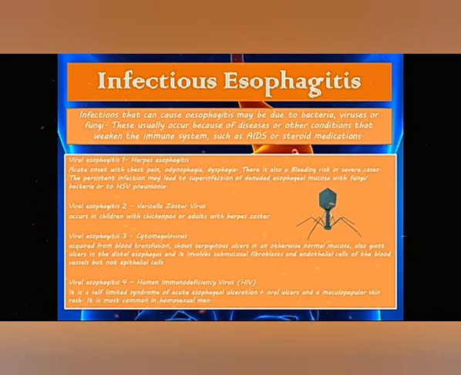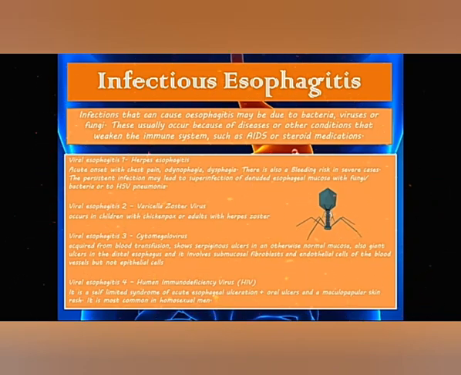These are some viral causes of infectious esophagitis. Herpes esophagitis usually presents with an acute onset with chest pain, odynophagia, which is painful swallowing, dysphagia, which is a difficulty in swallowing, and there's also a bleeding risk in severe cases. The persistent infection may lead to superinfection of denuded esophageal mucosa with fungi, bacteria, or to HSV pneumonia.